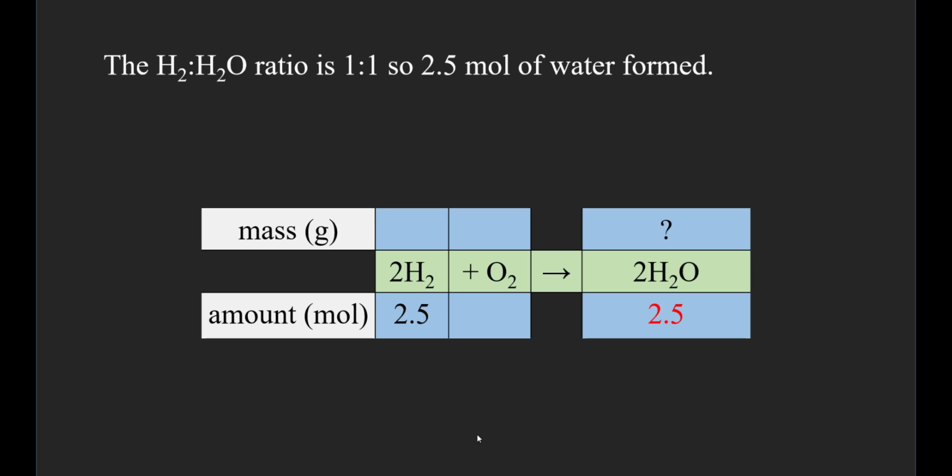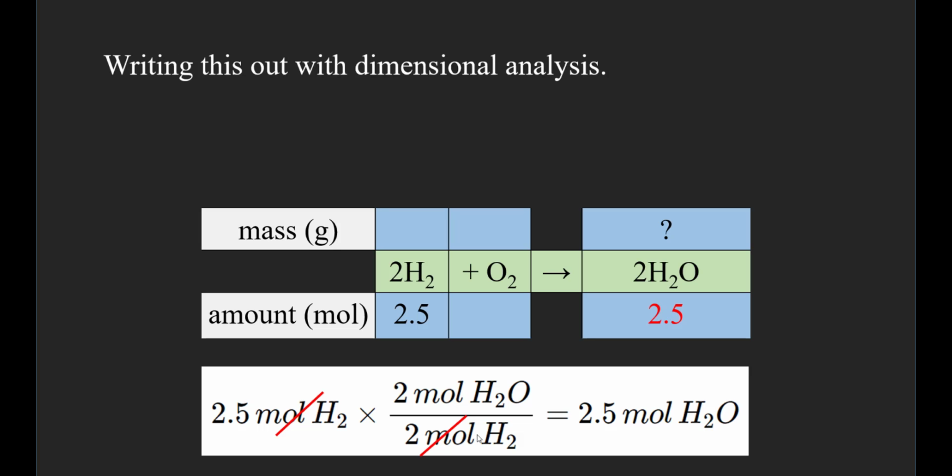First, same thing. Let's get the number of moles. Well, it's a 1-to-1 ratio, so it's just the same number, so that's pretty straightforward. You can write this in a dimensional analysis. It feels unnecessary, but since we're going to use this in a larger calculation later, I thought I'd write it just so you can get used to it. So 2.5 times 2 over 2, of course, is 1, gives us 2.5 moles of water.